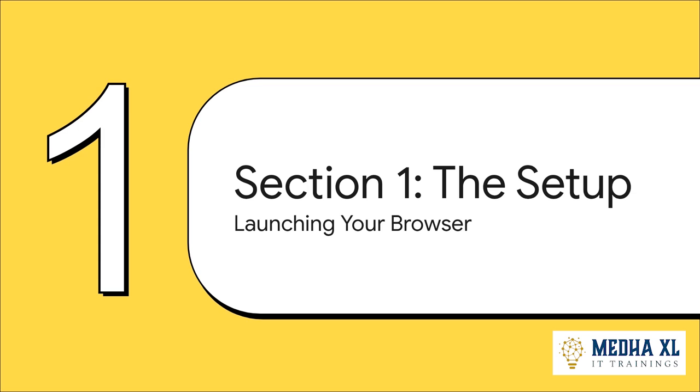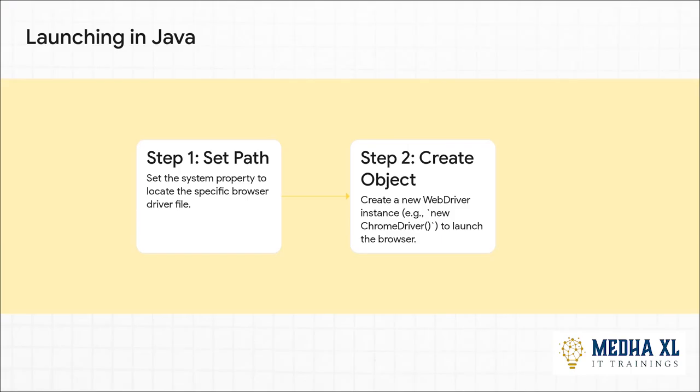So, first things first, our journey starts with a really basic but kind of magical step, popping open a browser window. But not with your mouse. We're going to do it with code. If you're using a language like Java, it's basically a two-step dance. First, you have to tell your code where to find this little helper file called a driver. It's unique for each browser. Then, you just create a new WebDriver object. You run that single line of code and boom, a brand new, clean Chrome window just appears on your screen, ready for you to tell it what to do next.